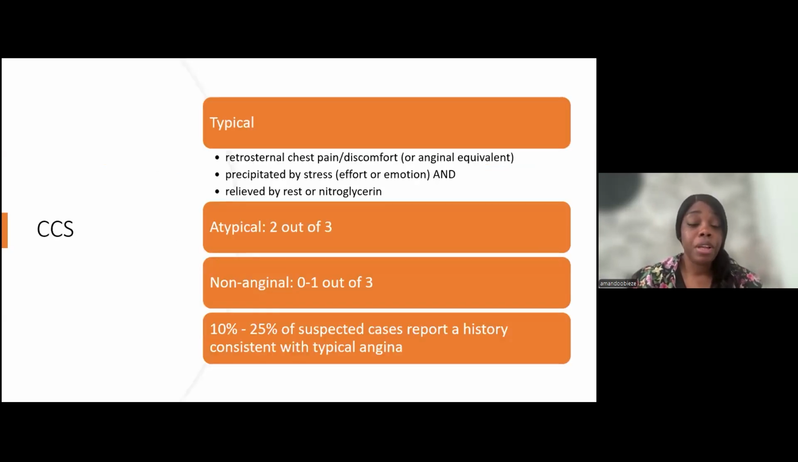So just a brief talk about CCS. From literature, typical CCS is characterized by a retrosternal chest pain or discomfort. It's precipitated by stress and relieved by rest. Patients that have 3 out of 3 will be classed as a typical CCS. Patients with 2 out of 3 would be classed as atypical. Our patient would have been classed as an atypical presentation. And 10 to 25% of suspected cases report a history consistent with typical angina. Next, please.